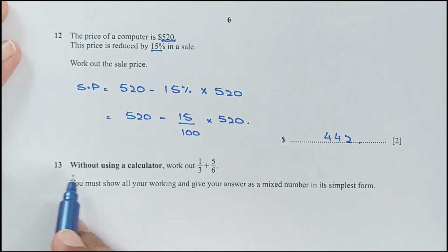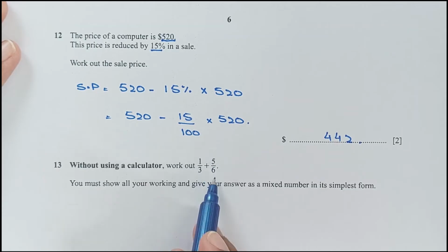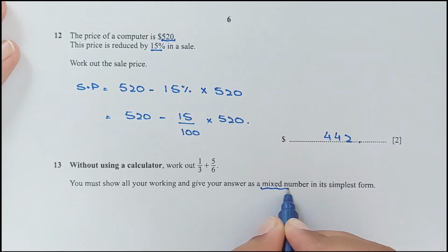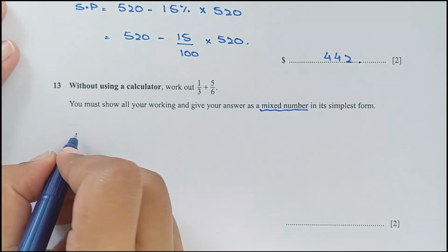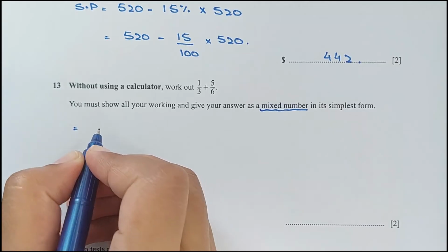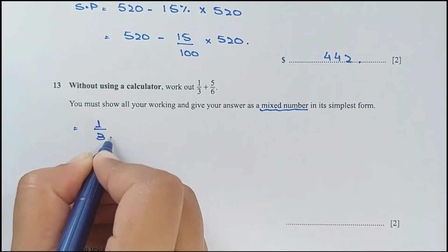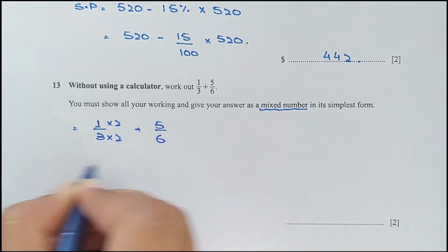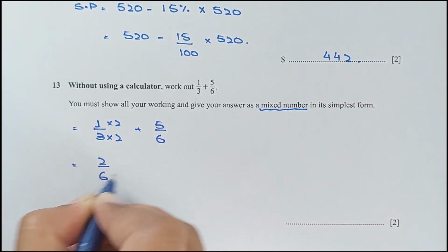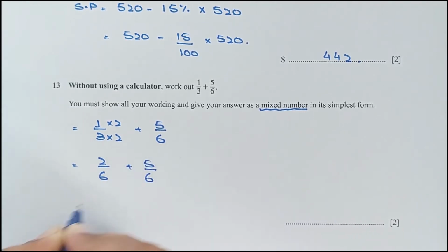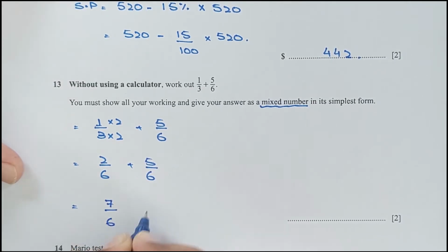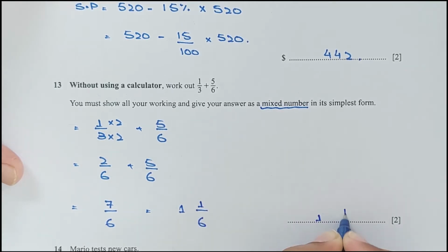Question number 13. Without using a calculator, work out 1/3 plus 5/6. You must show all your working and give your answer as a mixed number in its simplest form. All right. Without using a calculator, first we need to make the denominators the same. So 1 over 3, 3 times 2 makes 6, so times by 2, plus 5 over 6. So here we have 2 over 6 plus 5 over 6, and then we add 5 plus 2, which is 7 over 6, and as a mixed number the answer is 1 whole 1/6.